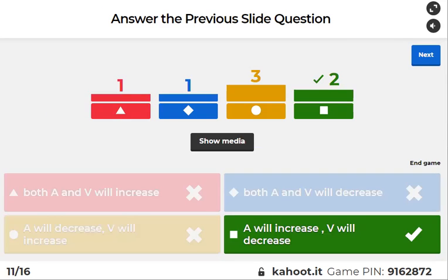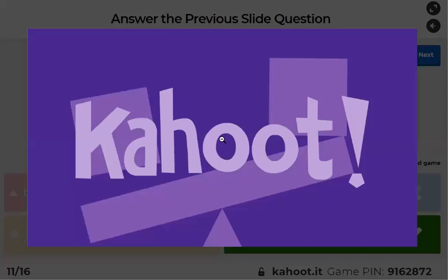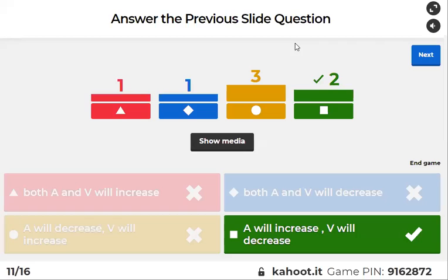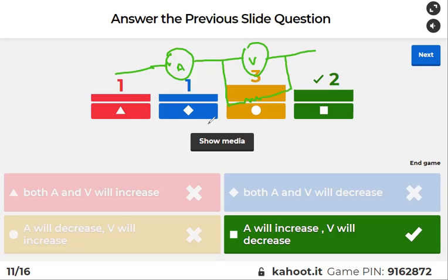Okay, the answer is A will increase, B will decrease. ठीक है, तो सिर्फ दो लोगों ने सही जवाब दिया है. Now, how come? Let us see. So, ammeter and voltmeter are in series, right? और यहाँ पे बोल रहा है कि फिर रेसिस्टेंस कनेक्ट कर दिया गया ऐसे.